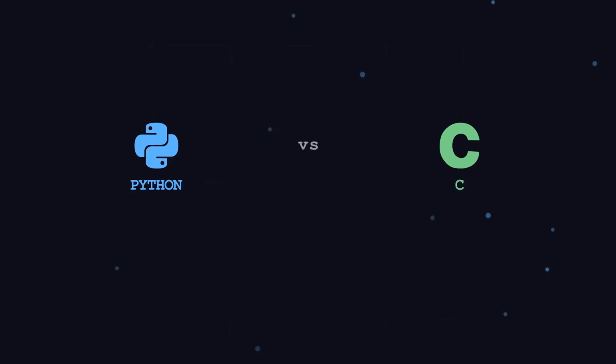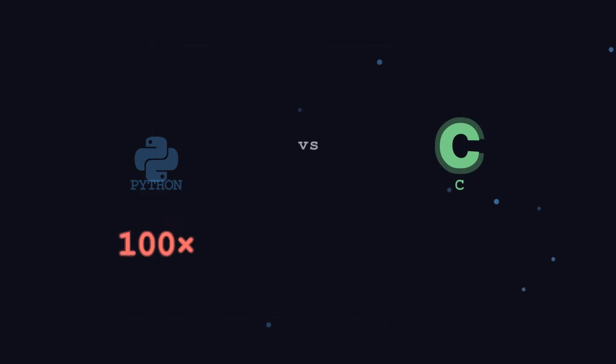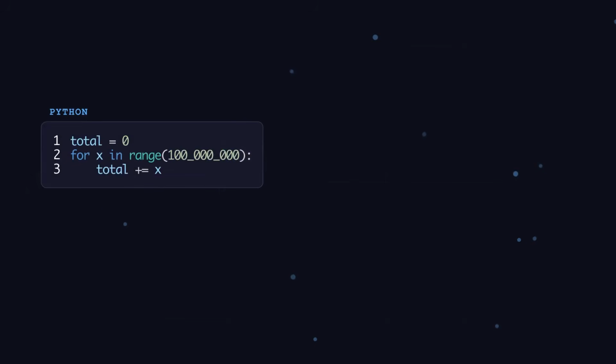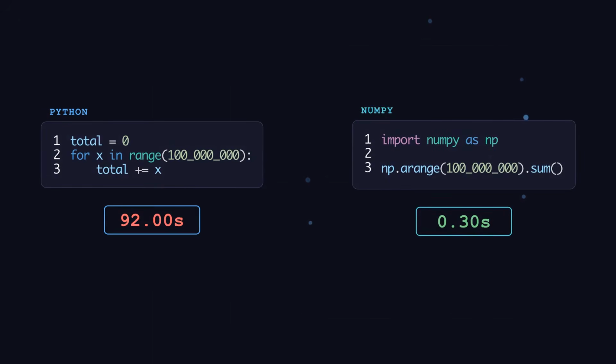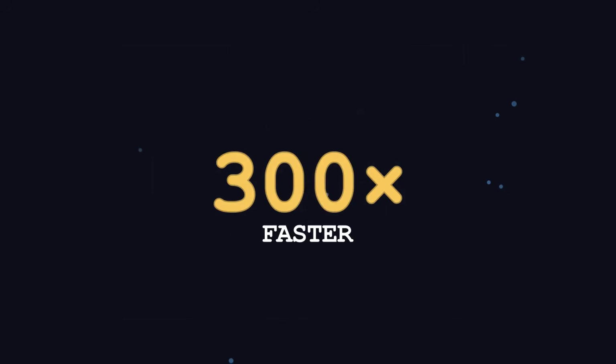Last video, we watched Python lose a race to C, 100 times slower. Today, we watch it win. Summing 100 million numbers with a Python for loop takes 92 seconds. NumPy does the same job in a third of a second. Same Python syntax, 300 times faster.